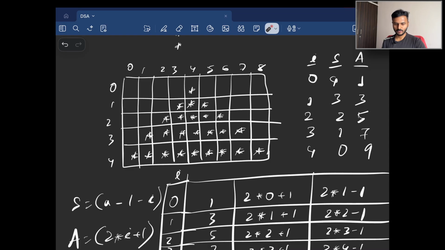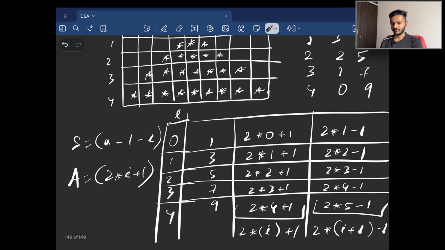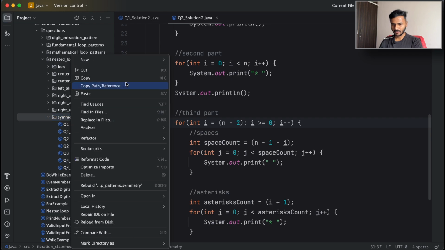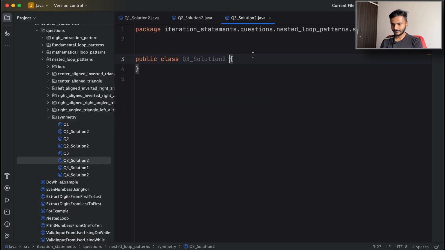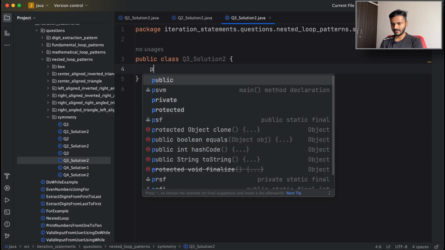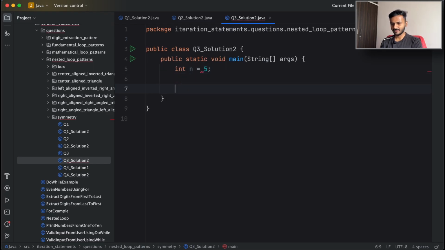So instead of writing the pseudocode, let's go straight to IntelliJ and write the code for this. First of all, I'm going to create a new Java class. I will call this Q3 solution2. And here we'll have a main method, then n, which is equal to 5. And I am going to write the code for the first part.